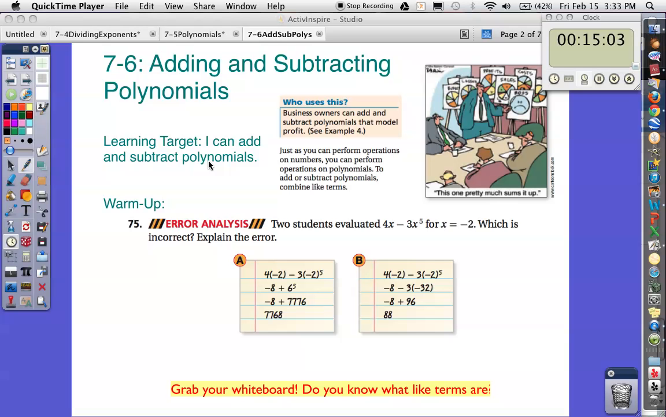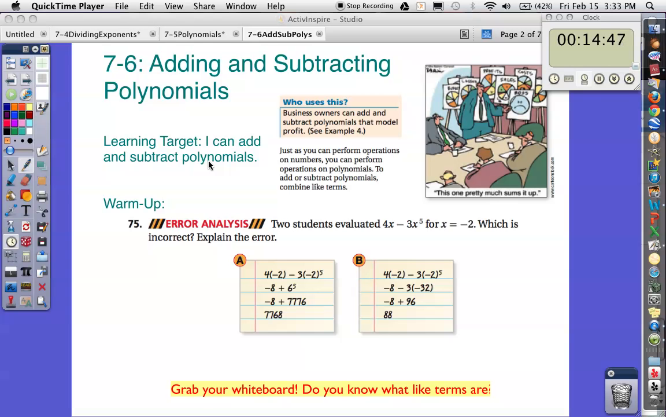Now that we know what polynomials are, we can start doing operations with them. So the first thing we're going to talk about is what we're going to do today, which is adding and subtracting polynomials. After this, we'll move on to the next operation, which will be multiplication. So copy on your target, I can add and subtract polynomials.